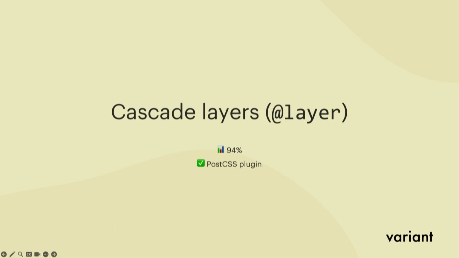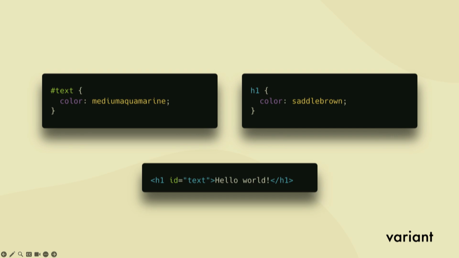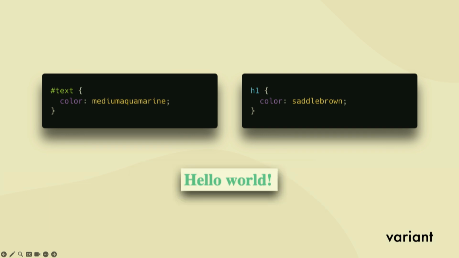Next, we're going to talk a little bit about cascade layers. So very often, multiple pieces of CSS are competing to style the same element, right? And so in this case, both the ID selector and the element selector want to style that H1. And as I'm sure most of you know, the ID selector has a stronger specificity, and therefore, we get a medium aquamarine text.